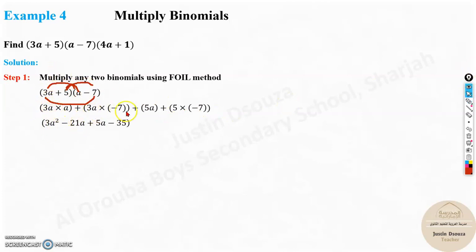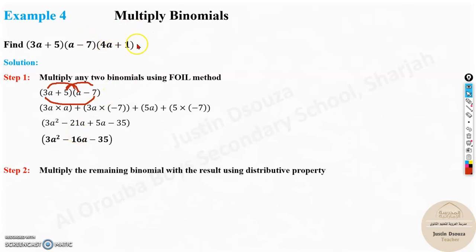3a squared minus 21a, plus 5a, and minus 35. You will get the answer when you simplify the middle terms, that is minus 21a plus 5a, which is minus 16a. So this is your answer. But it's not over. You need to multiply the remaining binomial. Now it's by distributive property. There is no first, outer, inner. It's not like that. You need to do distributive property.